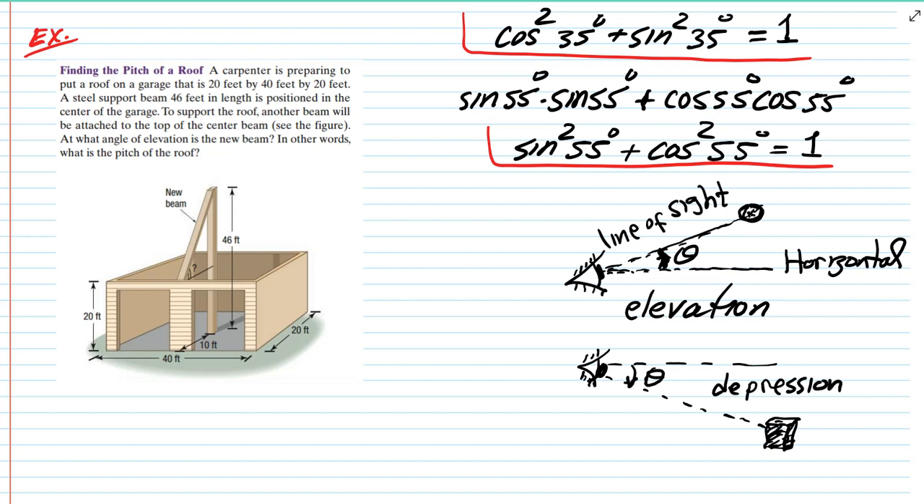The same angle. If you're looking down at something, the angle your line of sight makes with the horizontal is called the angle of depression. Looking up, it's the angle of elevation. Looking at this one, you can think of it as going up to a point, so this angle is the angle of elevation. Let's say we want to find the angle of elevation here, or the pitch of the roof.